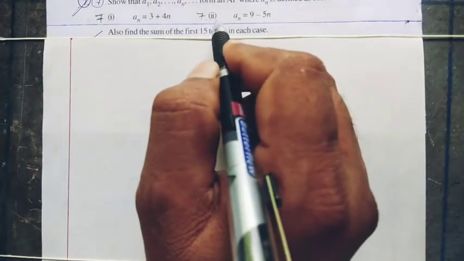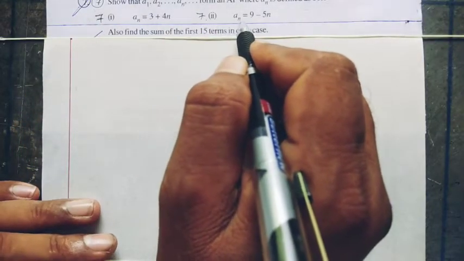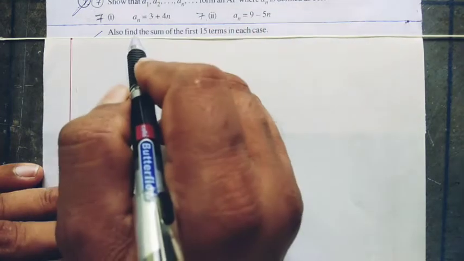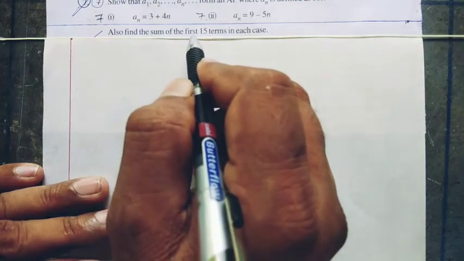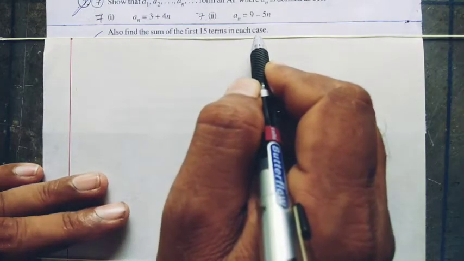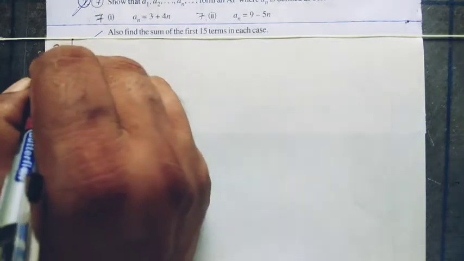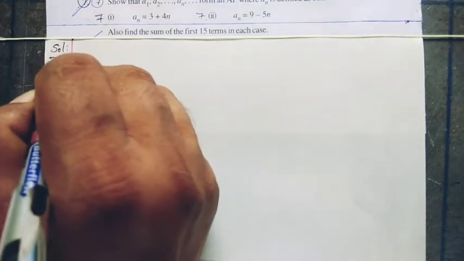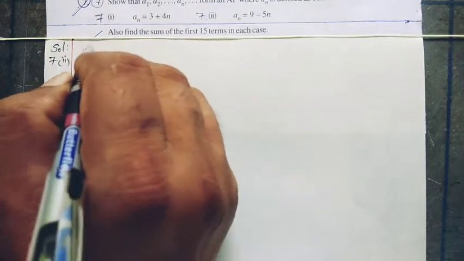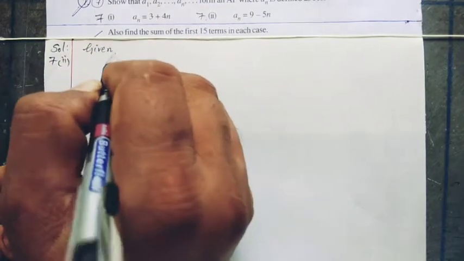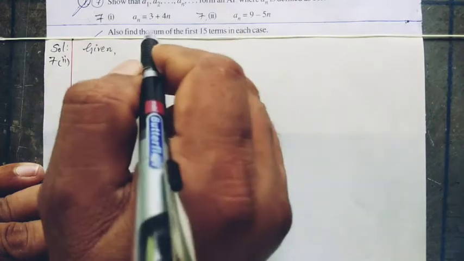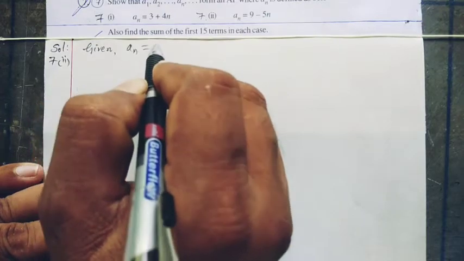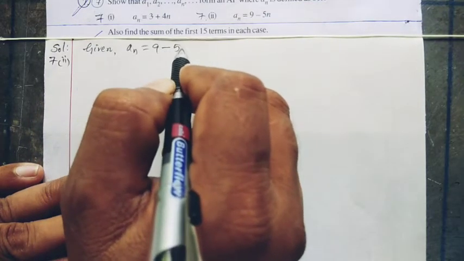Seventh bit, second problem: an is equal to 9 minus 5n, and also find the sum of the first 15 terms in each case. Solution for seventh bit, second problem. Given an is equal to 9 minus 5n.